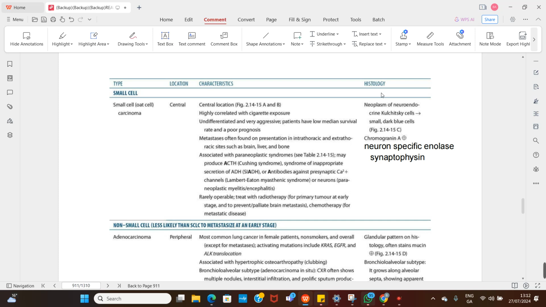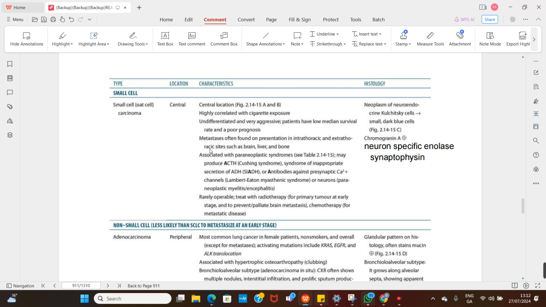In fact, they appear small, dark, round, blue, which is not what you find in normal lung tissue. They don't appear small, round, blue. So that's why once you see a small, round, dark blue cell on your histology, you are thinking of small cell carcinoma as the likely cause, because that is an undifferentiated tumor. It does not look like the parent cell.